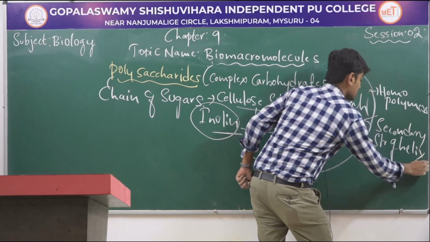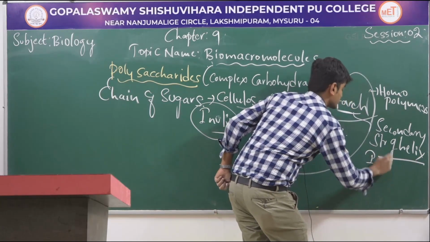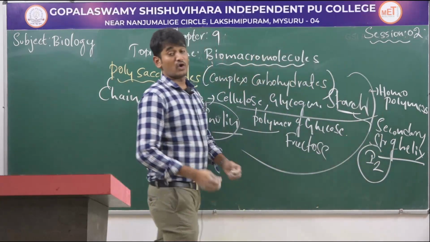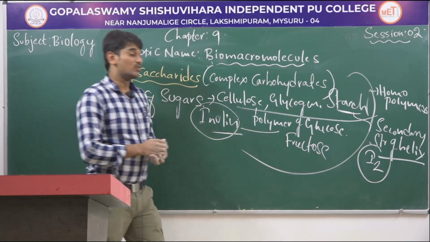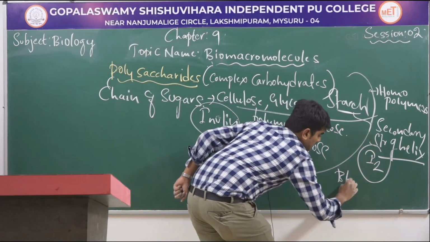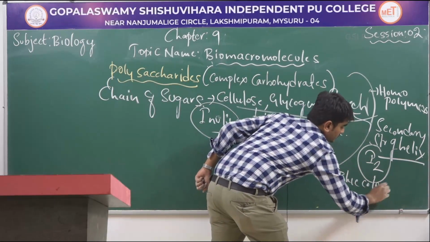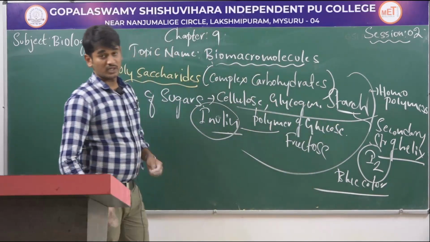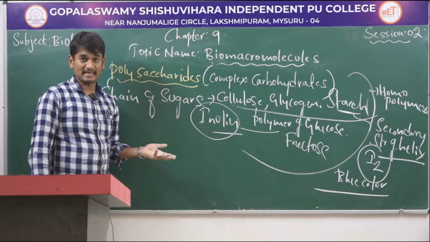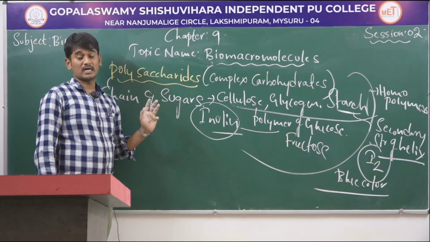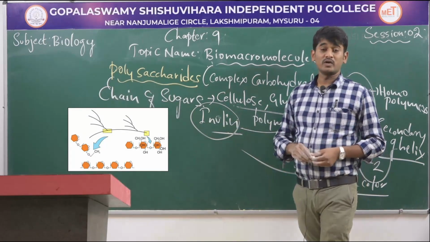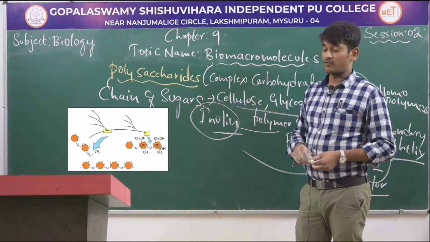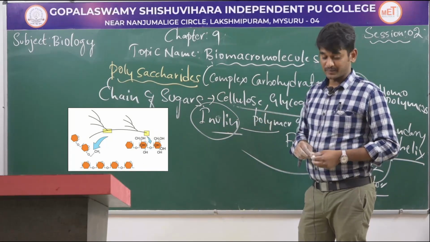So hence it holds iodine molecules. That iodine is held in the helical position. That's why it gives blue color. But cellulose has no complex helix. That's why it cannot hold iodine molecules. On the right side we can observe a diagrammatic representation of a portion of glycogen.